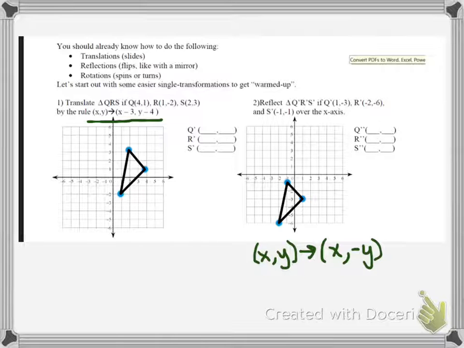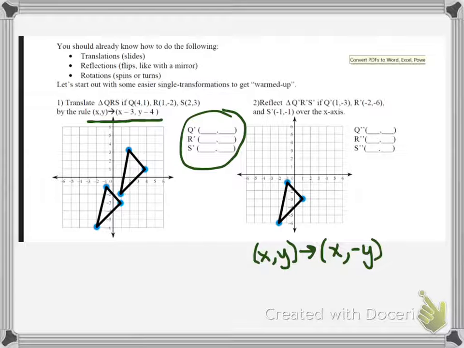So this point at (1, negative 2) is going to go to negative 2, and let's say down 4, so right there. This point at (4, 1) is going to go to (1, negative 3). And this point at (2, 3) is going to go to (negative 1, negative 1). And I can just connect those up. Alright, so that's a single transformation, a translation. And I trust that you can fill in the coordinate points.